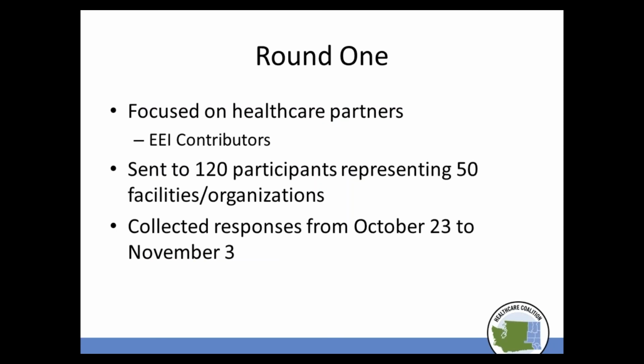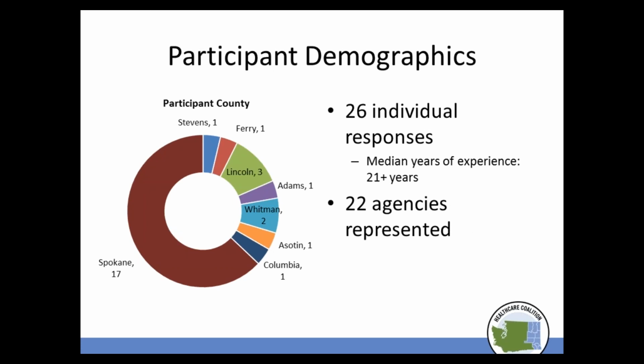So really quickly, for the first round of the surveys, we really wanted to focus on our healthcare partners because this is the Regional Healthcare Coalition Survey. We used the EI contributor list, but we just pulled the healthcare partners specifically in order to make sure that it was really focused on what they see as risks and hazards. We sent it to 120 participants representing 50 facilities and organizations. And again, we collected responses from October 23rd to November 3rd.